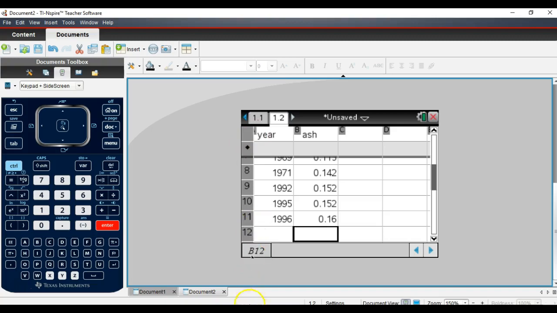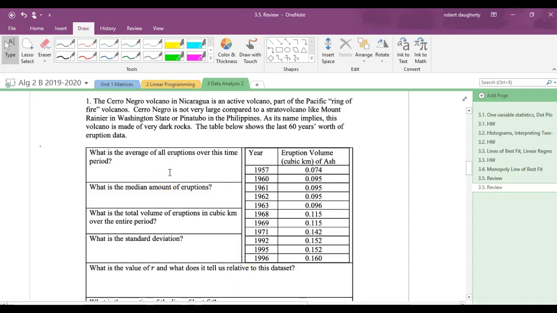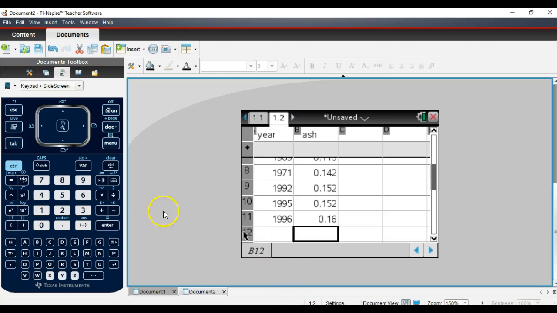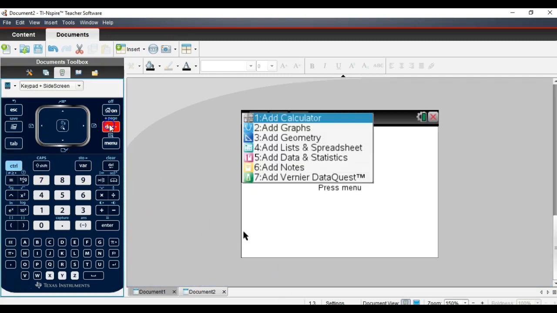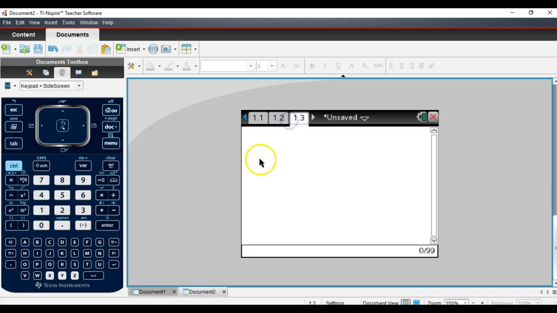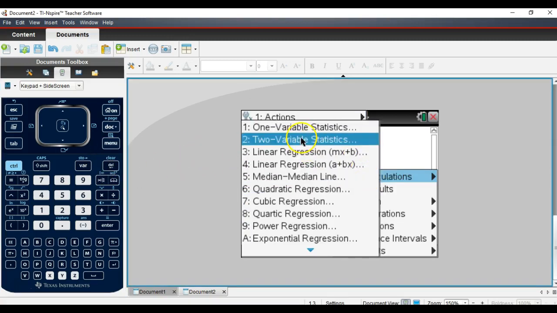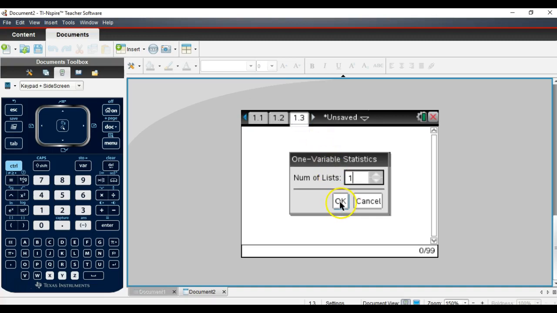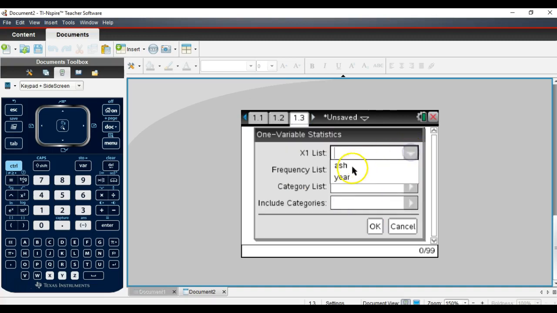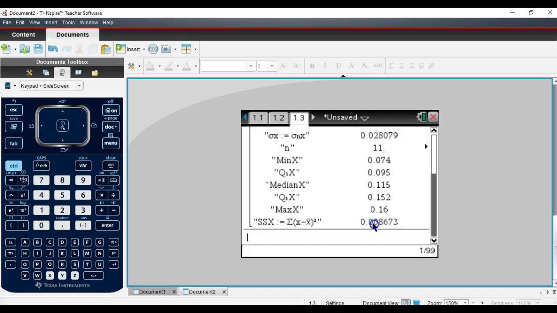Now, what are they asking me in this question? What's the average of eruptions? So when they're asking for the average of the eruptions, they're asking me what is the average of this amount of data here. So I will go over to my calculator. At this point, I'll just create a new control doc, create a new calculator, and let's just do menu, statistics, stat calculation, one variable statistics, one list of data, and I'm interested in the ash data.